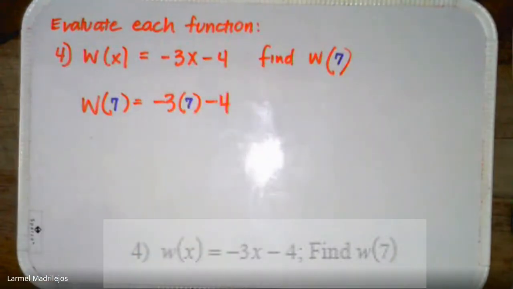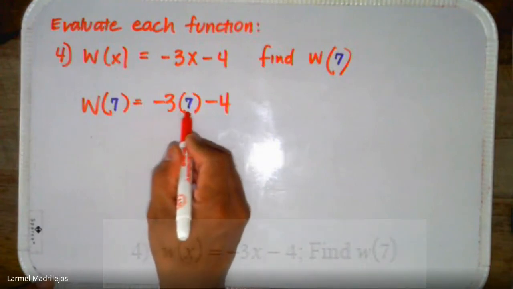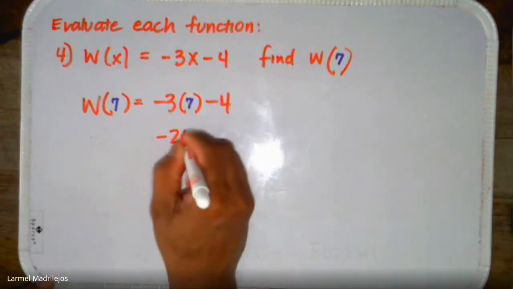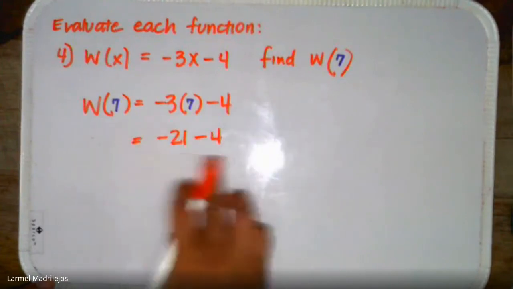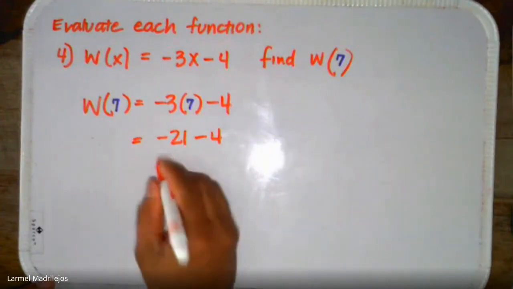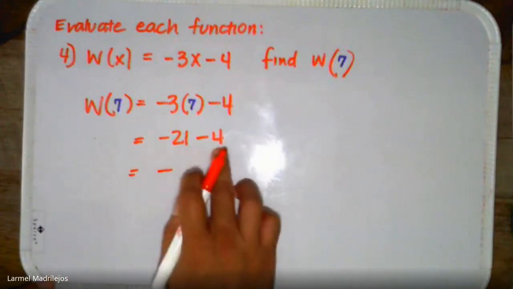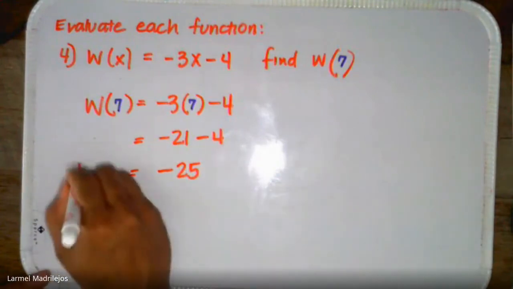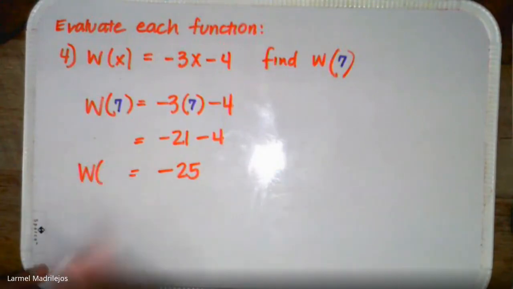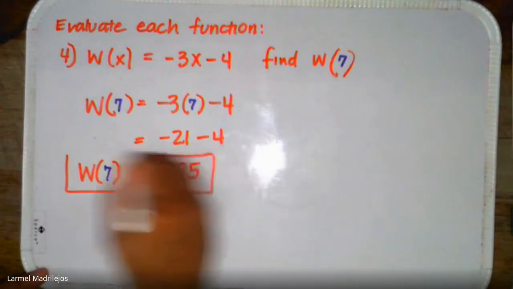And then evaluate. So negative 3 times 7, that's negative 21. Minus 4. Same sign, we use the sign. And then we add 21 plus 4, 25. So, w of 7 is equal to negative 25. That will be the answer.